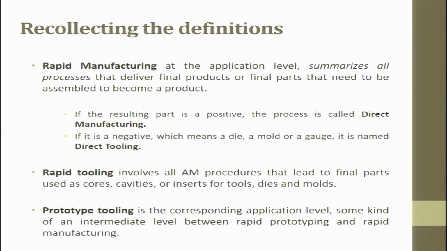Then when we talk about rapid manufacturing, at the application level it summarizes all processes that deliver final products, or final parts that need to be assembled to become a product. So, that is nothing but rapid manufacturing. In this we have two sub classifications, which are direct manufacturing and direct tooling. If the resulting part is positive, it is called rapid manufacturing. If the resulting part is negative, which means a die, then it is called direct tooling.